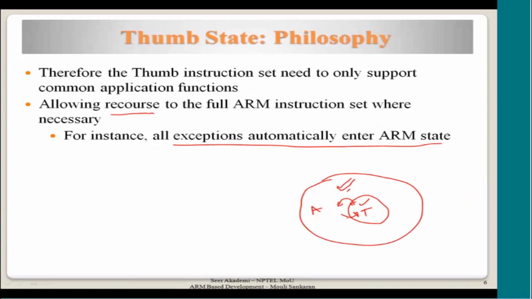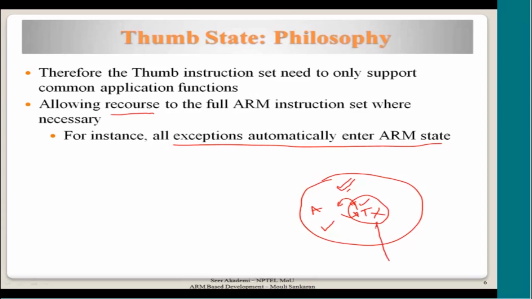One example is exception handling. All the exception handling is supported only in ARM mode. I explained that in the last session. So inside the thumb mode there is no exception support. But one question would be, does it mean that inside the thumb mode there won't be any exception? No.